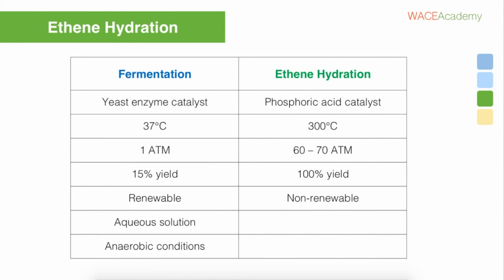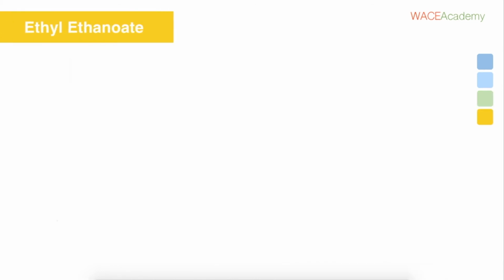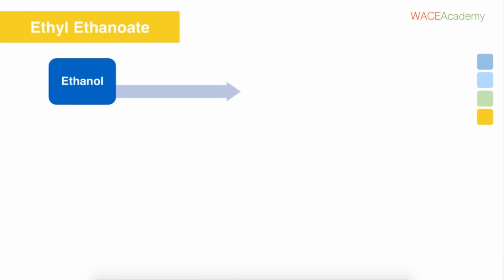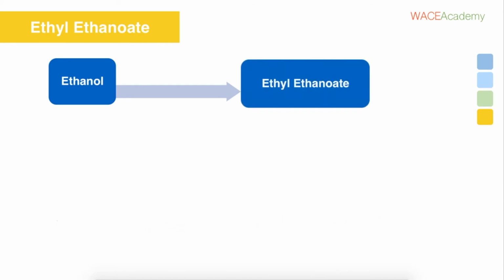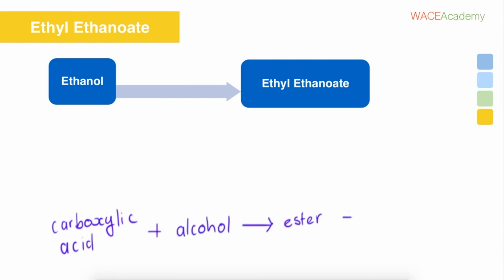Now we have these methods of producing ethanol down pat, let's take a look at some further reactions we can perform with ethanol to produce some new chemicals. One chemical we can produce from ethanol is ethyl ethanoate. This reaction is called esterification, which in general produces chemicals called esters, with one such type being ethyl ethanoate. Esterification reactions begin with a carboxylic acid and an alcohol, and form an ester and water. They also require a concentrated sulfuric acid catalyst.